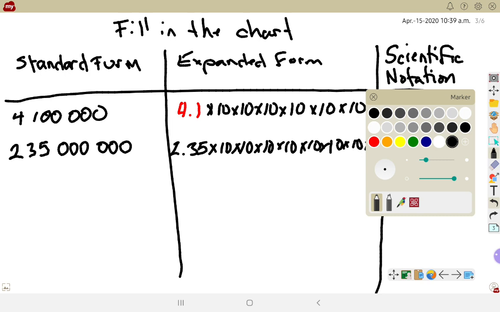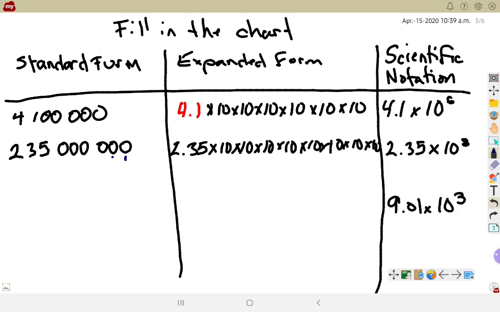So now when you look at this number here, we've got 1, 2, 3, 4, 5, 6, 7, 8 digits on the right-hand side of the 2. Okay, so that means now our 2 is in the 100 millions position. All right, the last one here.